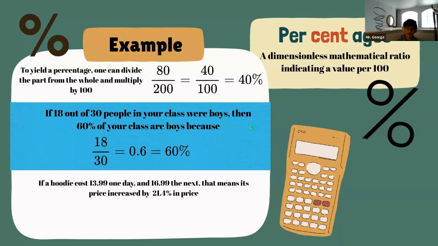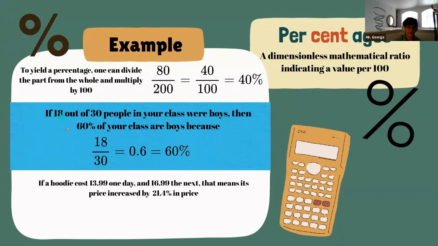So, percentages. This is another type of rate. It's a dimensionless mathematical ratio indicating a value per 100. So to yield a percentage, we divide the part by the whole and multiply by 100. For example, if we have 200 fruits and 80 of them are pineapples, we can reduce this fraction, and it's going to give us 40%. So 40% of all the fruits are pineapples.